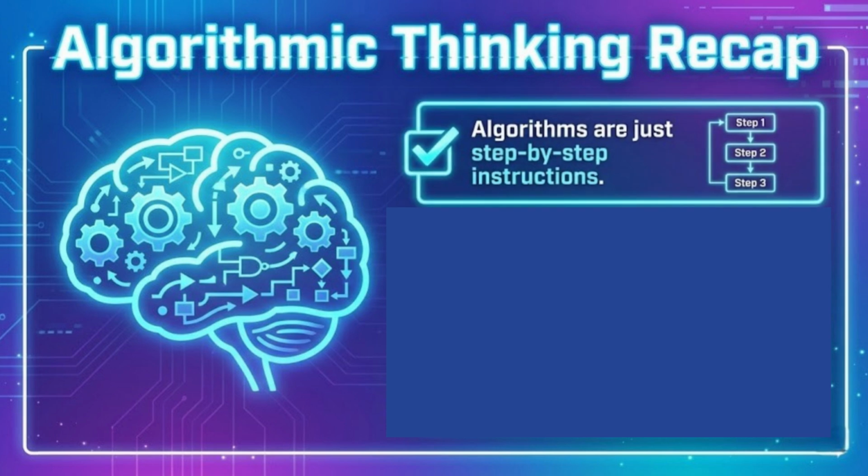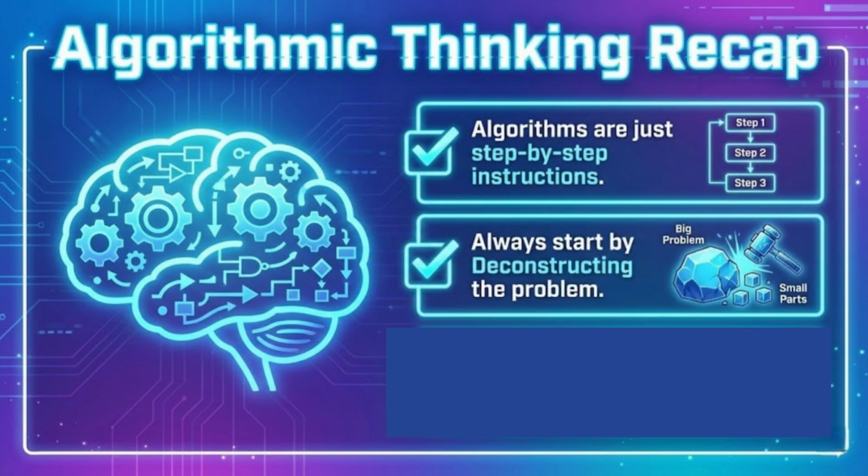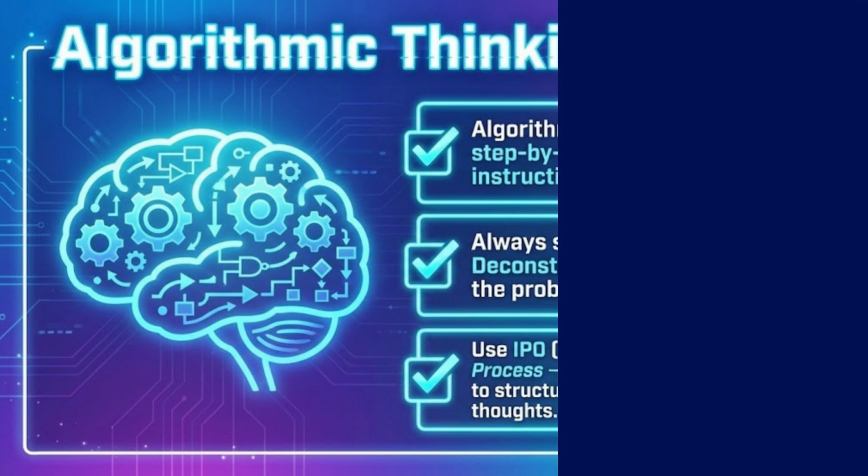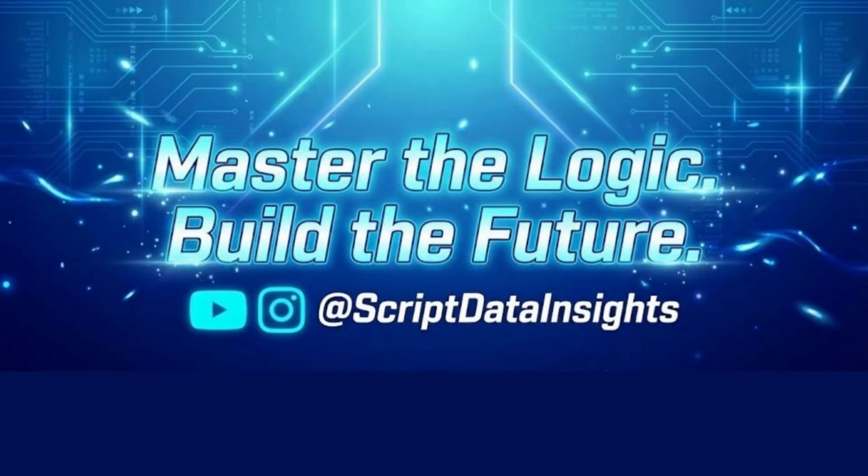Let's do an algorithmic thinking recap. 1. Algorithms are just step-by-step instructions. 2. Always start by deconstructing the problem. 3. Use IPO, input, process, output, to structure your thoughts. Master the logic, build the future.